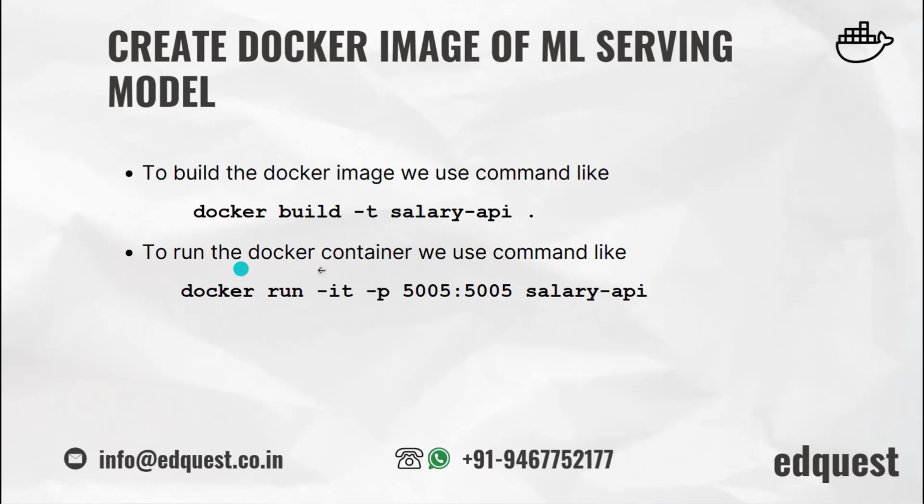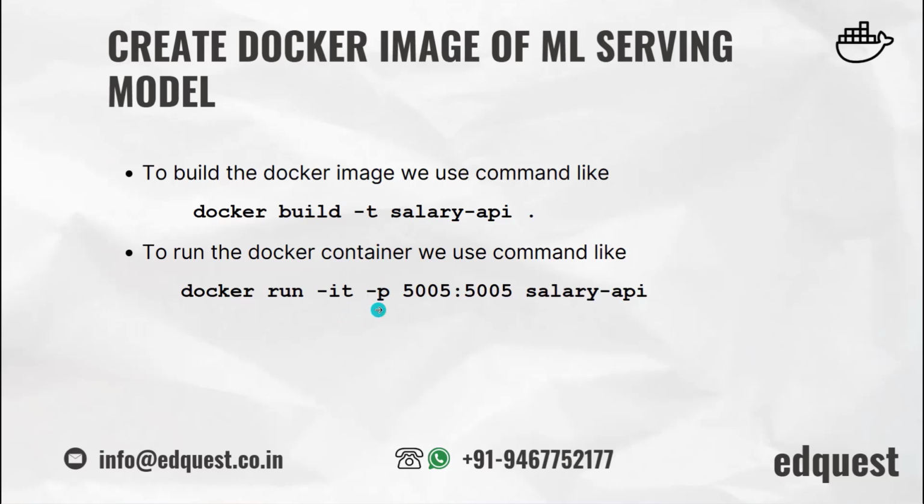To run the Docker container, we use a command like docker run -it -p 5005:5005 salary-api. Docker run starts a new container from a Docker image. -it runs the Docker container in interactive mode with a terminal, useful for debugging or logging.